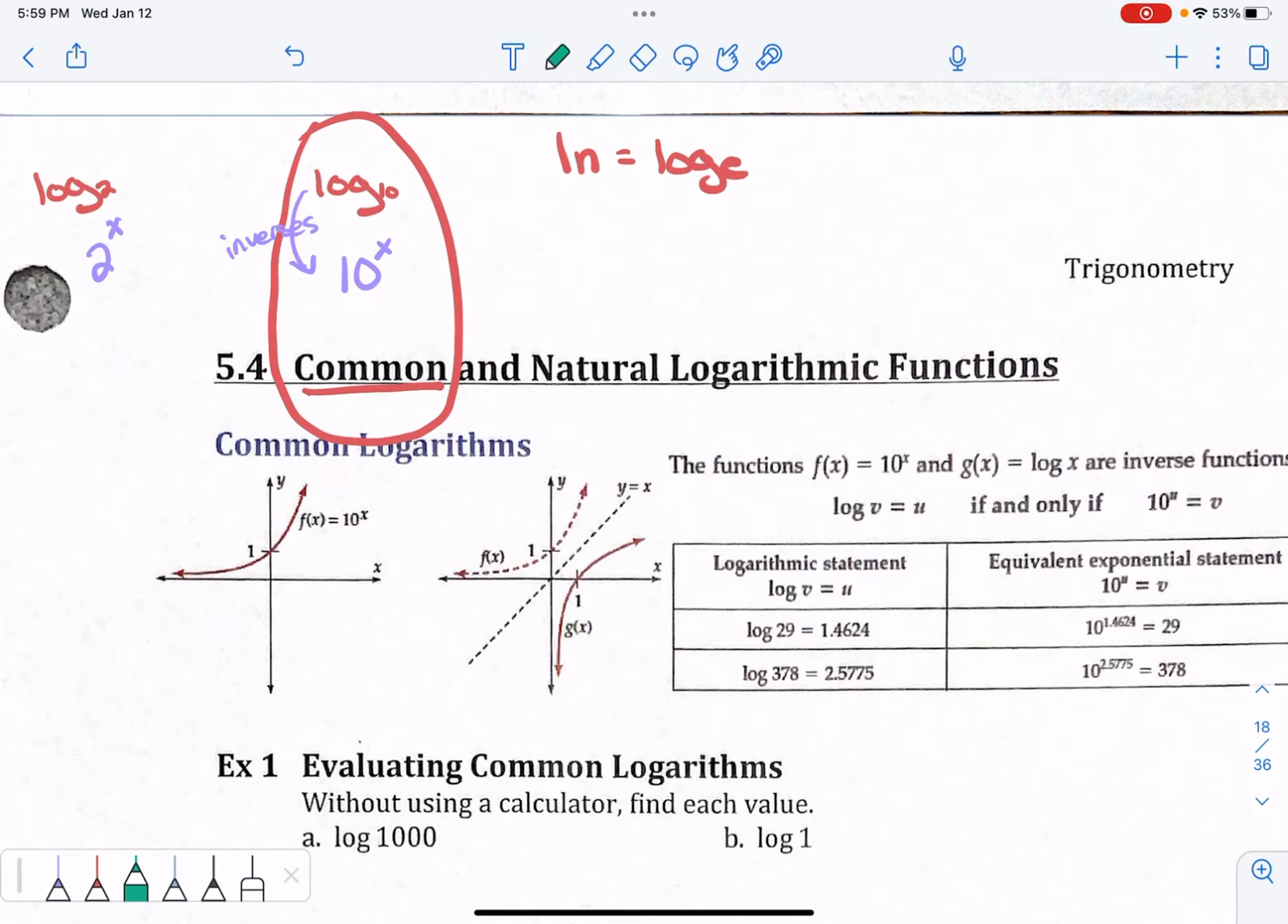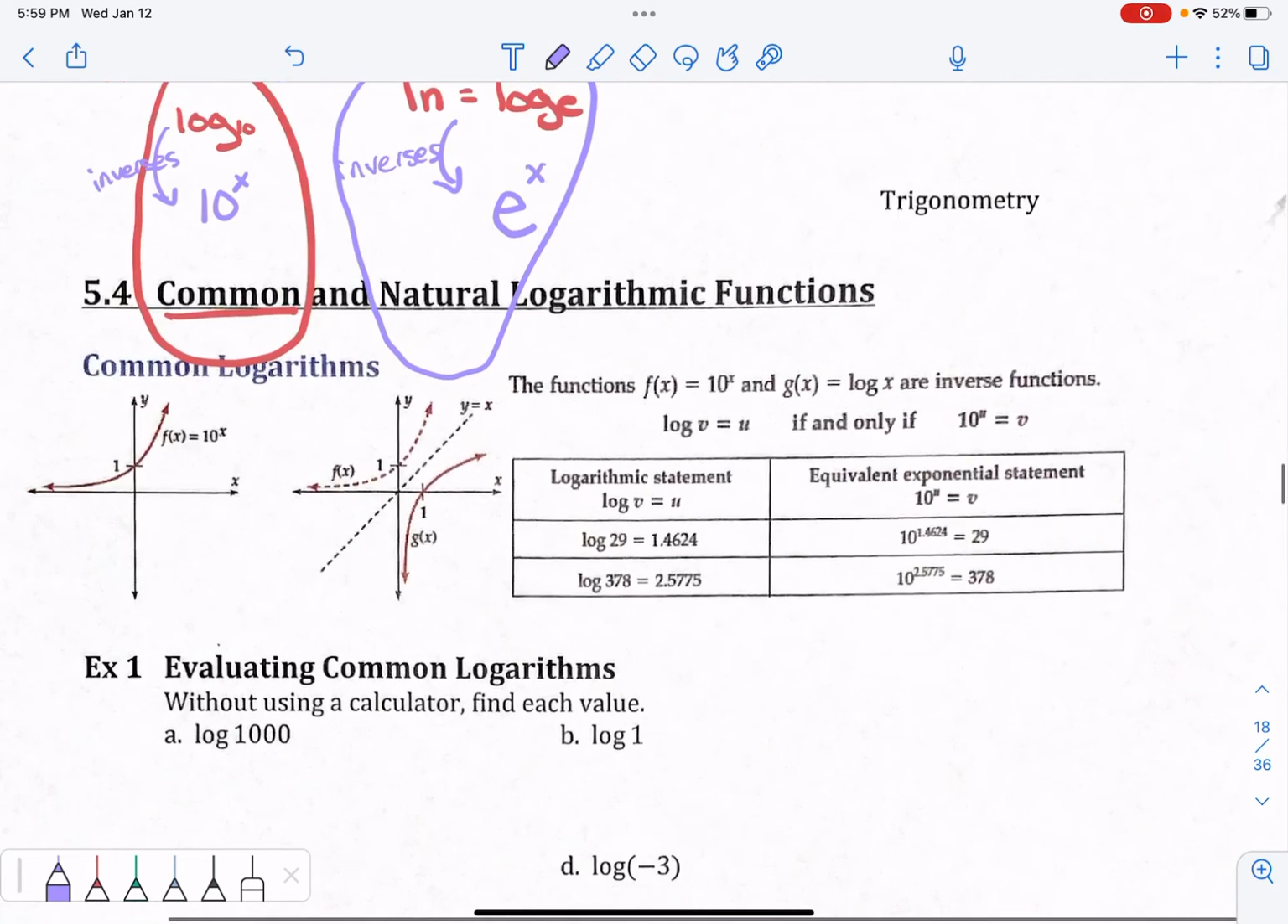Now, if it is log base e, then its exponential function is e to the power of x. And we've kind of seen that in the PERT equation that we've had before. Those are inverses also. So that is a natural log versus a common log.